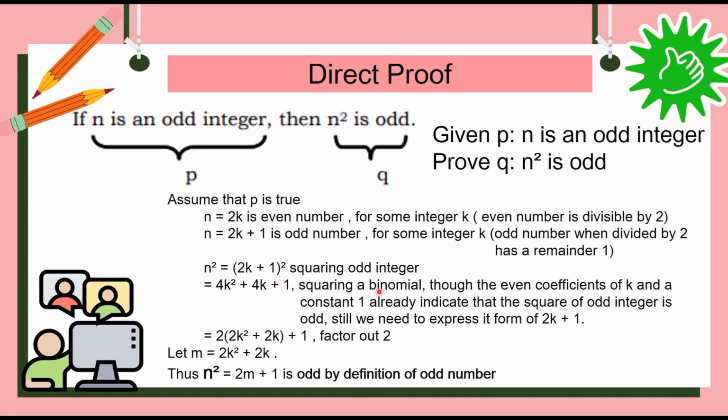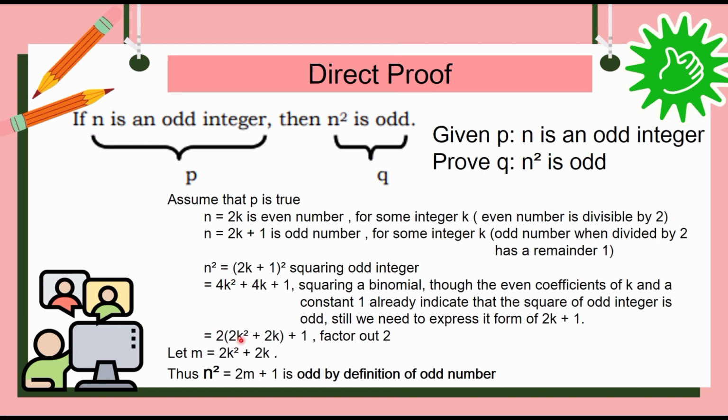That is our topic on the first grading period. Though the even coefficients of k and a constant one already indicate that the square of an odd integer is odd, still, we need to express it in the form of 2k plus 1. Okay. And then, using this trinomial, pwede tayong gumamit ng factoring or getting the greatest common factor. So, factor out 2. Dito sa ating first and second expression, we have our GCF, which is 2. So, we have 4k squared divided by 2, 2k squared.